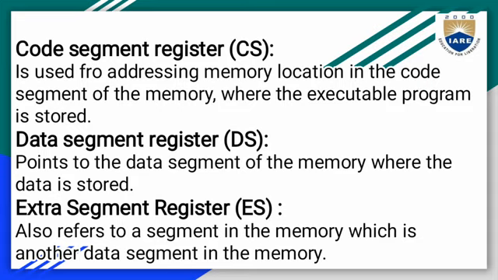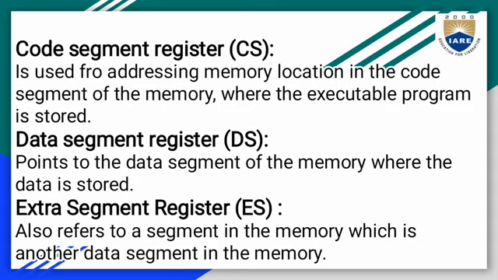The code segment register CS is used for addressing memory location in the code segment of the memory where the executable program is stored. Data segment register DS points to the data segment of the memory where data is stored. Extra segment register ES also refers to a segment in the memory which is another data segment in the memory.